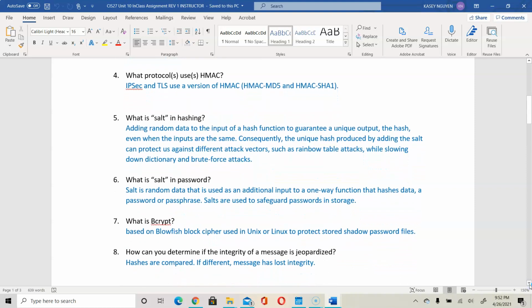So how do you really determine the integrity of the message if the message has been jeopardized? We would need to calculate the hashes for comparison. And when it's compared, if it's different, then the message no longer has integrity.